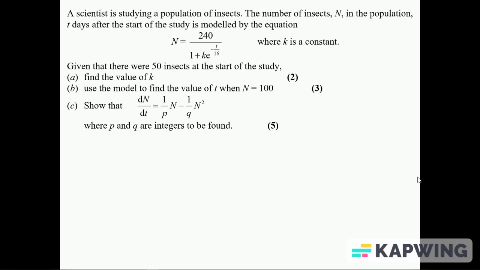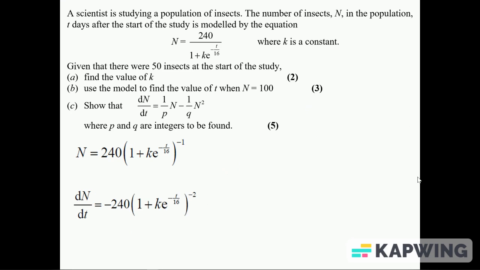In part C, we've got to show that dn over dt is that. Now, there are no e's in there, so we're going to differentiate it, but get it all in terms of n rather than e's and t's. So we differentiate it. I'm going to write it like this first of all. So it's 240, and then that bottom line to the power of minus 1. So for dn over dt, I'll put the minus 1 in front first, and then put that bracket to the power of 1 less, take 1 off the power, and then I multiply by that bracket differentiated, which is minus k over 16 times e to the minus t over 16.